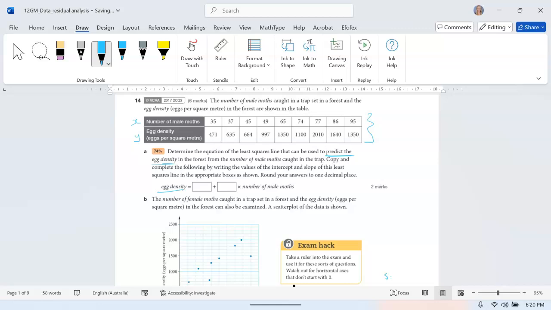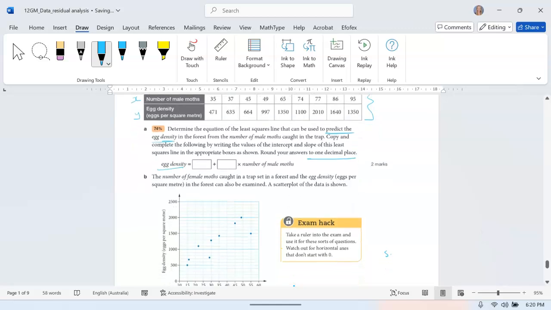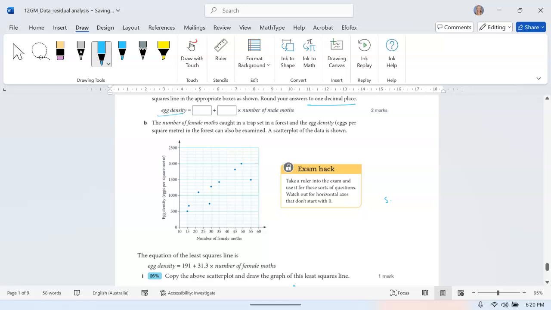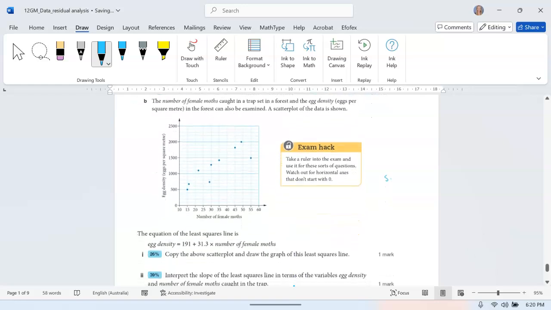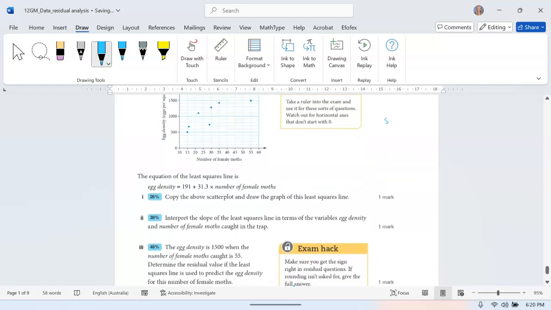So we have to round this to 1 decimal place, so not significant figures this time. I'm just wondering whether I need to. So you can do that. I'm just conscious of time. Let's move on to part B, which I think is maybe separate.